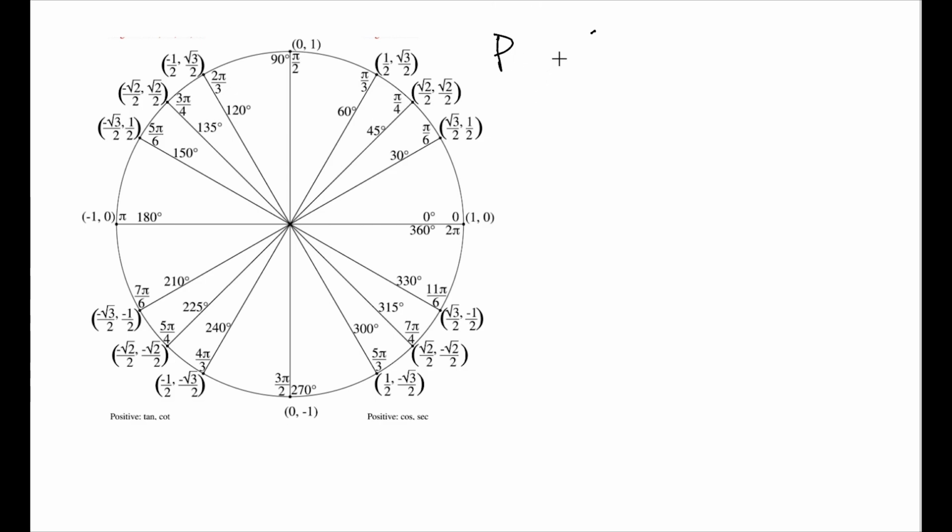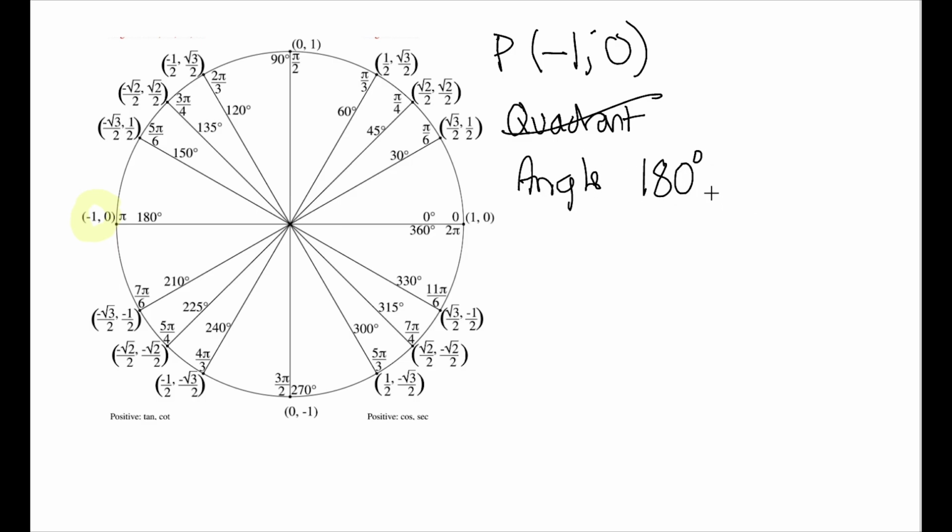Let's try another. If point P is located at negative 1, comma 0. Okay, that's over here. Now that's on the x-axis. It's not between the x-axis and the y-axis, so that means it's not in a quadrant. The angle is either 180 degrees or pi radians.